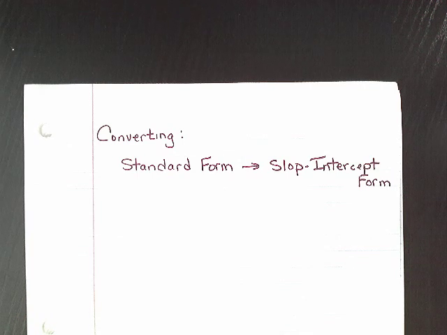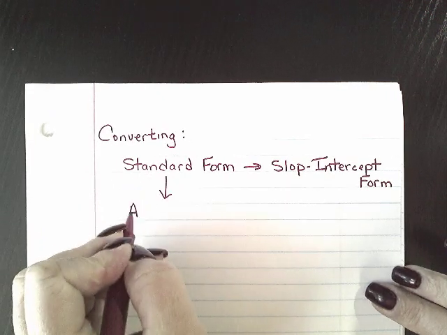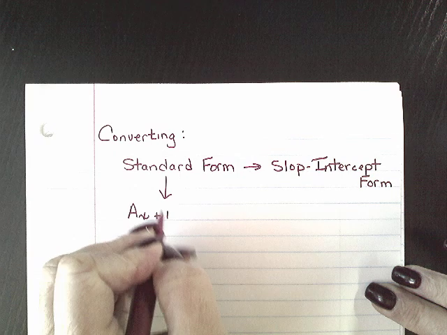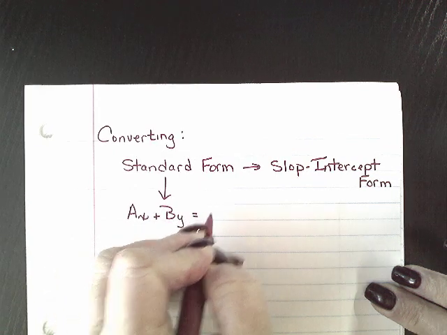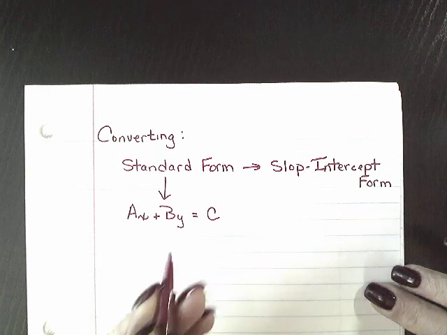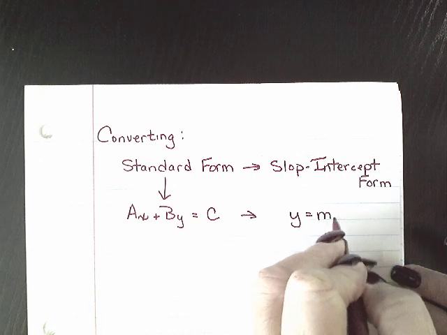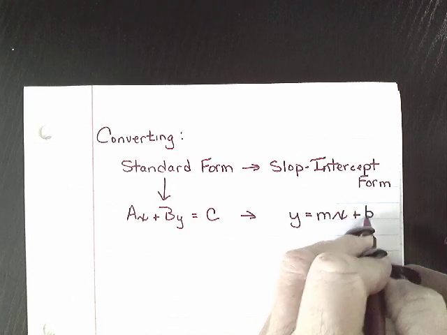We are going to now learn how to go between slope-intercept form, which you are very familiar with, which is y equals mx plus b, to standard form, or standard form into slope-intercept form. Now, standard form is written as ax plus by is equal to c. And you know your slope-intercept form because we have used it all along, y equals mx plus b.